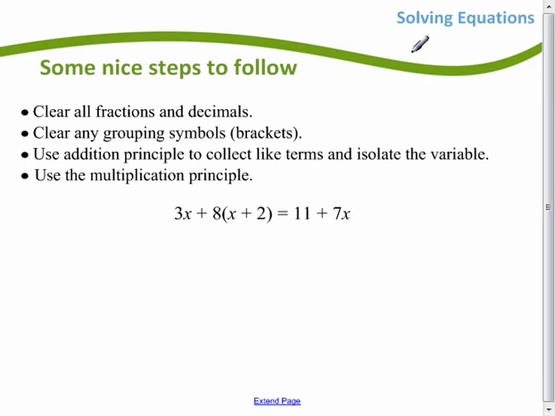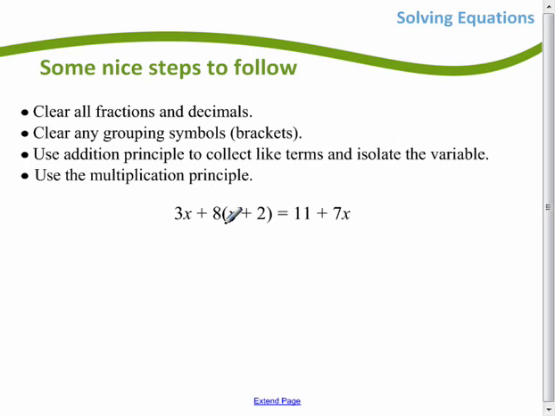Okay, finally, last concept. Just a couple things for you to follow when you're solving equations. First, I would try and clear all fractions or decimals using that method that I showed you a slide or two ago. Then clear any grouping symbols like brackets that you might have there. Then use the addition principle to collect like terms, isolate the variable, and finally use the multiplication principle to finish the question. Here's a question where I'll do that.